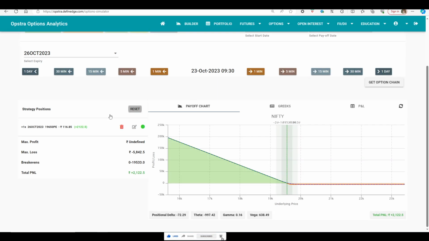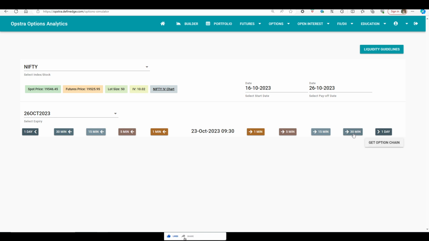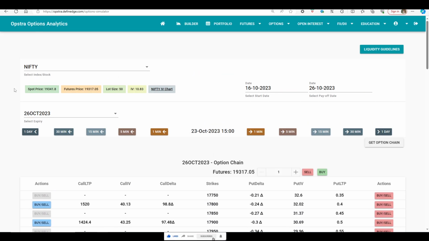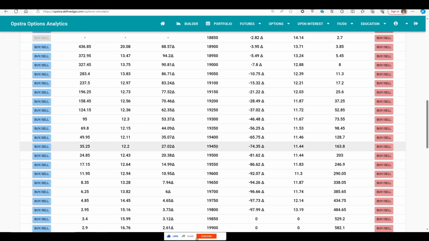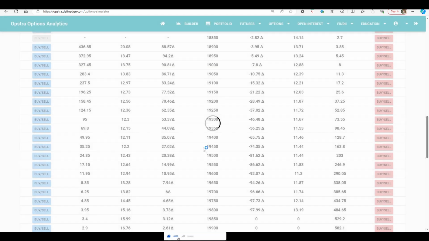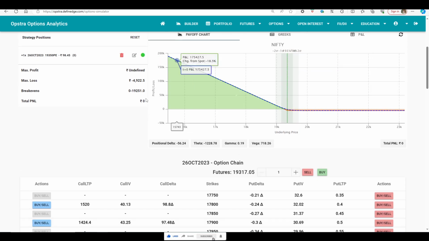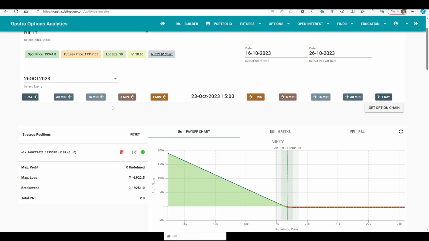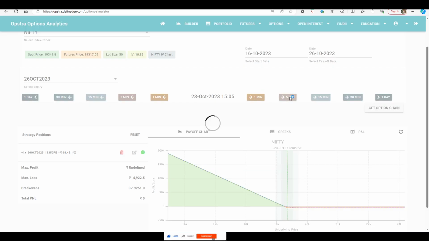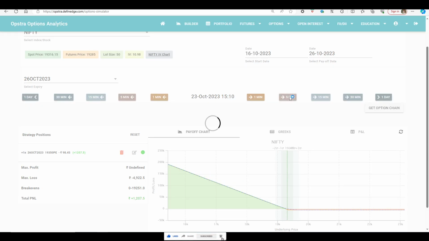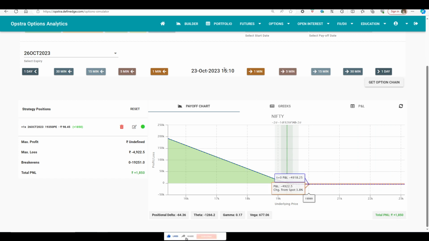23rd, 3 o'clock. What is the price? 19,350. Let's go to the 19,350. I am buying at 98 premium. What is the max loss? 4,920 rupees is the max loss. What we are going to do is exit by 9:30 next day. By 3 o'clock itself you can see 1,800.